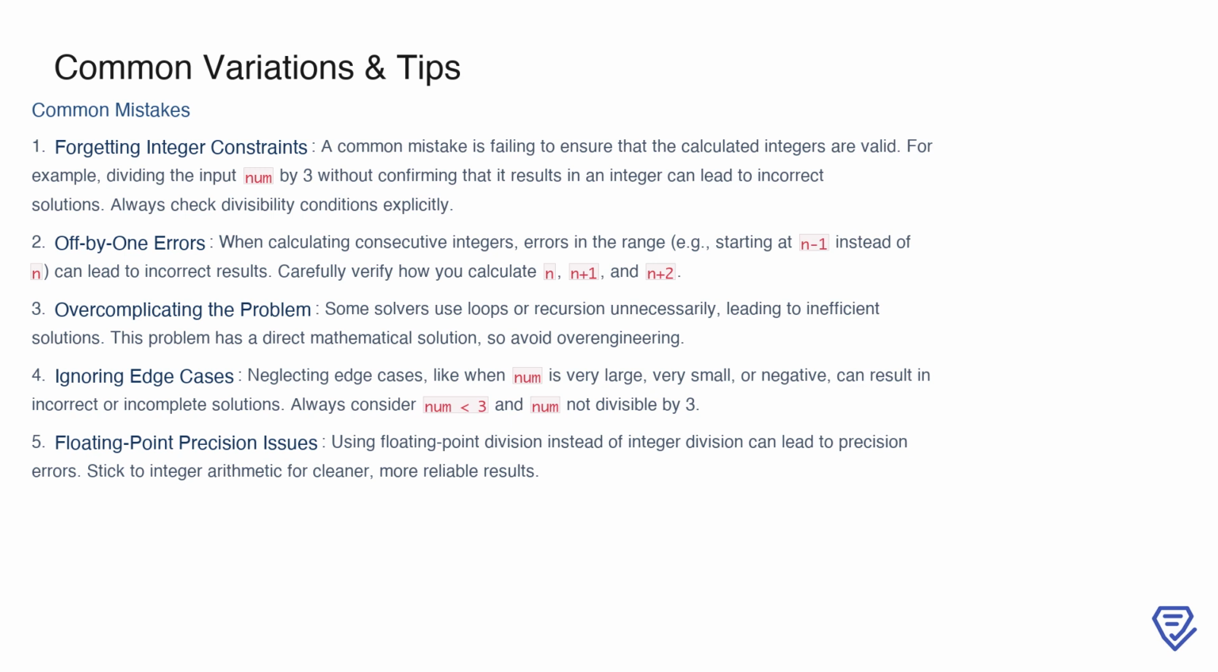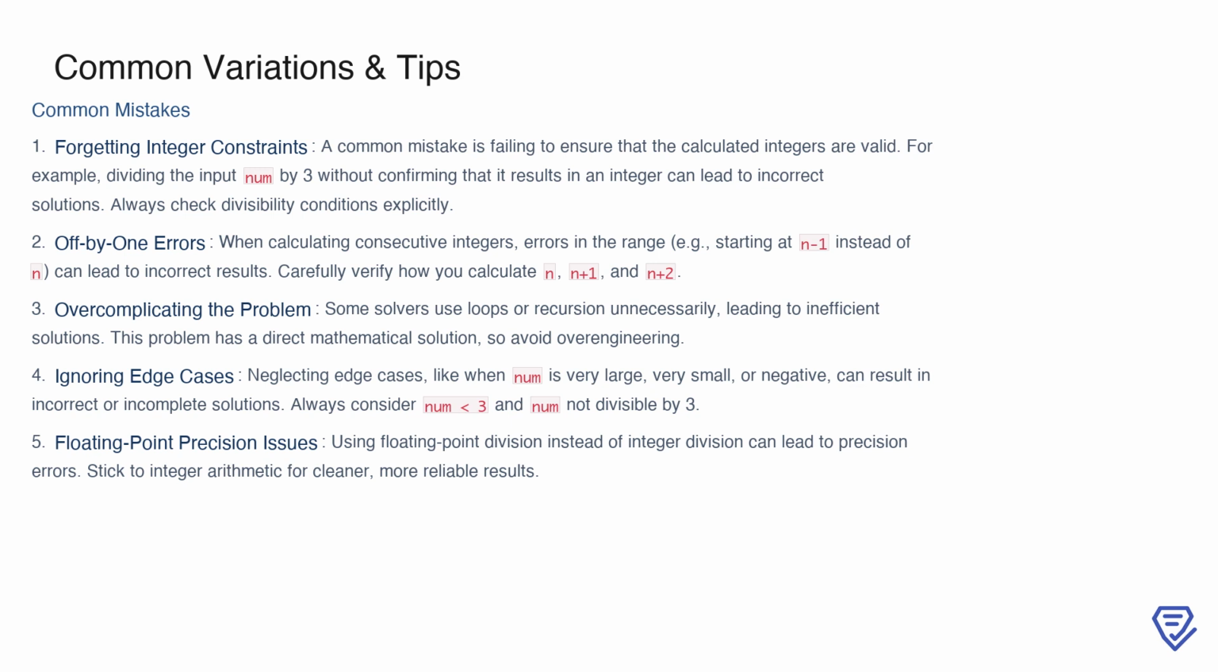Additionally, some solvers tend to overcomplicate the problem by using loops or recursion, which are unnecessary here since there's a straightforward mathematical solution. It's also important to consider edge cases, such as when the input number is very large, very small, or negative. For instance, if the number is less than 3 or not divisible by 3, the problem constraints might not be satisfied. Lastly, be cautious with floating point arithmetic. Using floating point division instead of integer division can introduce precision errors, so it's better to stick with integer operations for accuracy and simplicity.